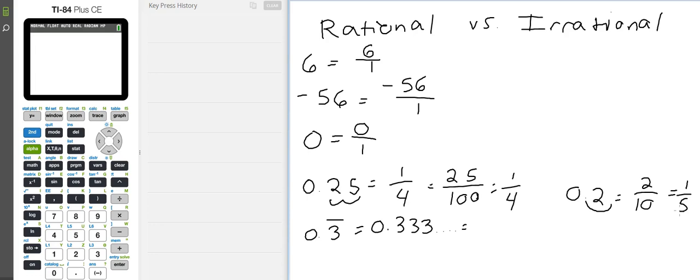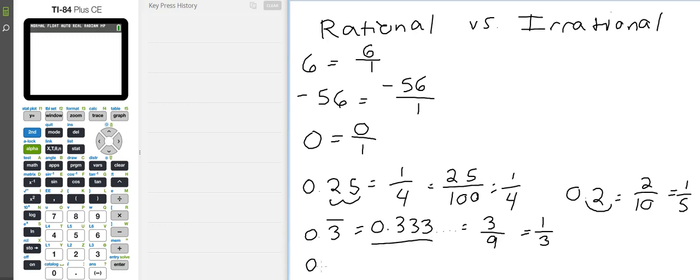For 0.333 repeating, instead of putting the 3 over 10, you would put it over 9. So it would become 3 over 9, which is 1 over 3, which is a fraction. So this decimal can be written as a fraction, and therefore it's rational.